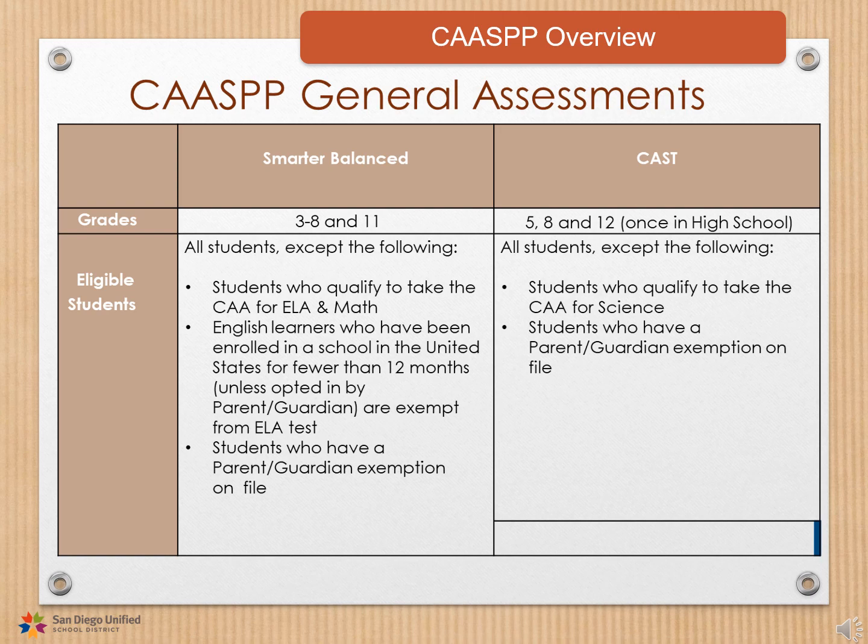The California Science Test can be administered to all students in grades 5 and 8 and once in high school. All students must take the science assessment by the end of grade 12, but have the option of testing in grade 10 or grade 11.